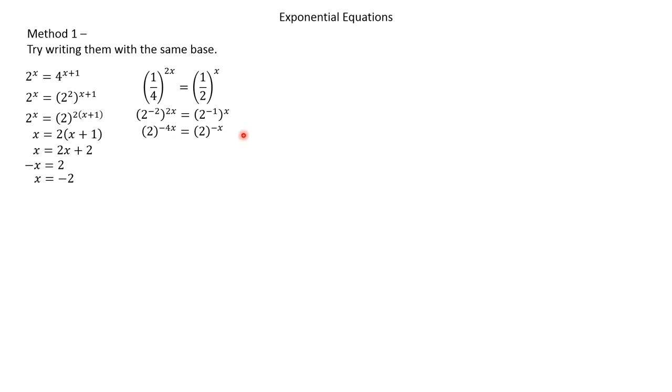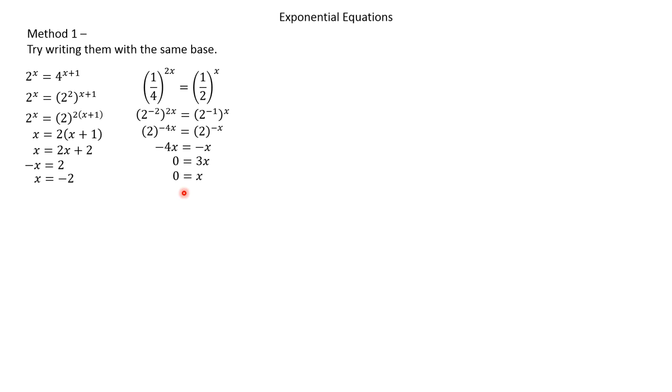2 to a power equals 2 to a power. Therefore, the powers, the exponents, have to be equal. Negative 4x equals negative x. Now, at this point, sometimes people start freaking out because they're like, well, but negative 4x equals negative x, they can't be equal. They can. Just solve it like you would. Move the x's to the same side. I'm going to add 4x to both sides. 0 equals 3x. Divide by 3, x equals 0.